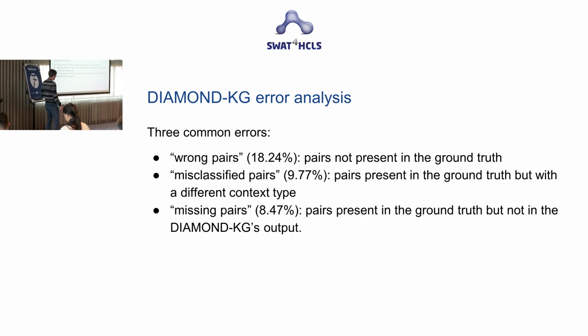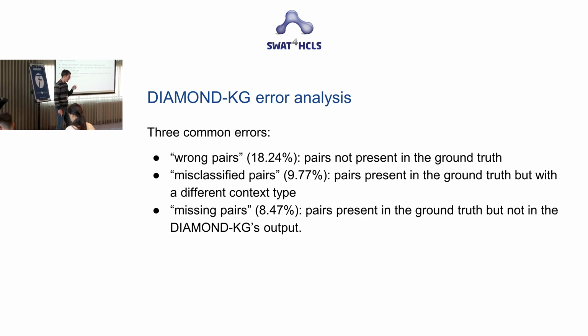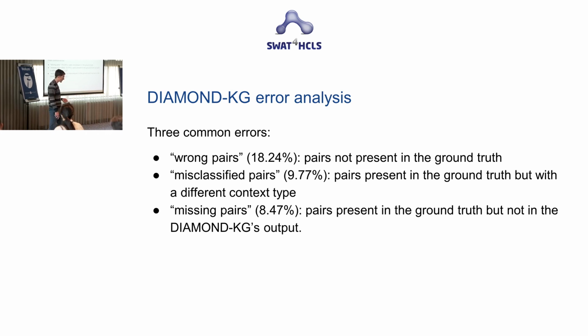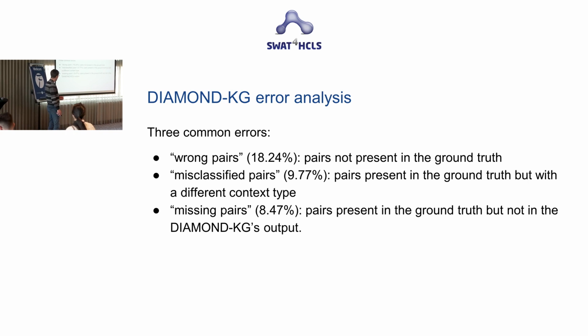Okay, so when we look also at the kinds of errors that we have, we see that for the pairs between the annotated ones and the predicted ones, we have 18% that are wrong pairs, so pairs that are not present in the ground truth. There are misclassified pairs, about 10%. So we identify something, but it's in the wrong context type. And then we identify 8% where they are in the ground truth, but not present in the output.